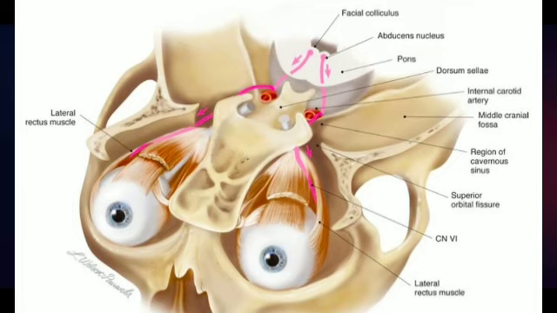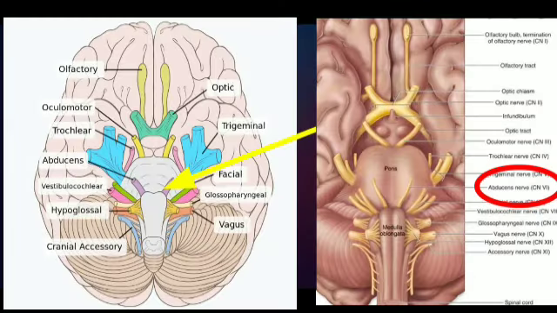Now let us analyze the course of the sixth cranial nerve. In its intracranial course, the sixth cranial nerve runs ventrally and downwards and reaches the lower border of the pons, or we can say the pontomedullary junction. The nerve is attached to the lower border of the pons, opposite to the upper end of the pyramid of the medulla.